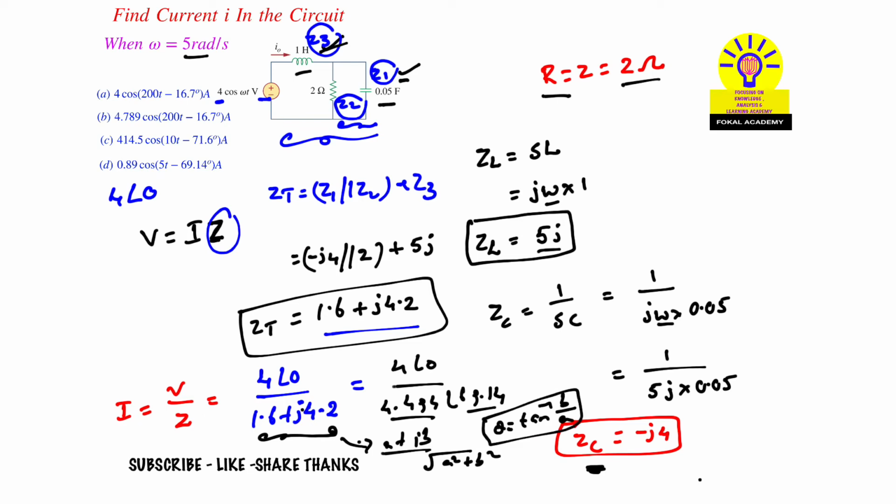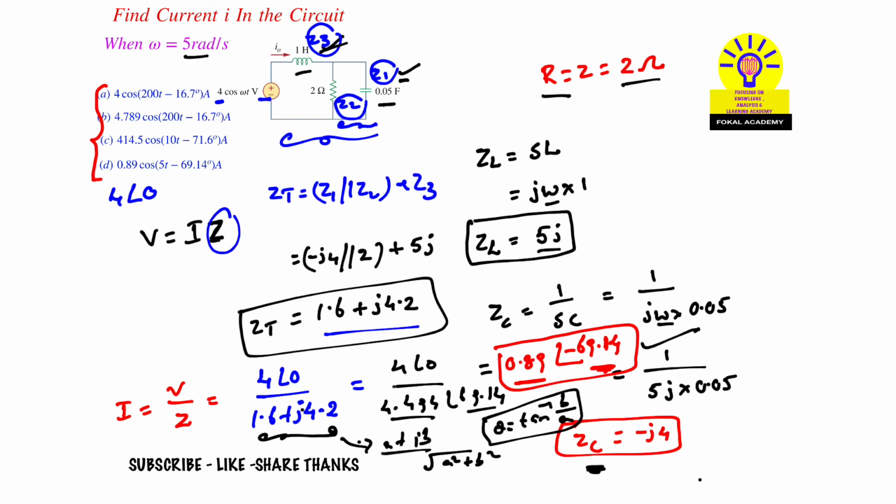Now by further simplification, we will get 0.89 with phase angle minus 69.14, and this is the current. This is the current amplitude and this is the current phase angle. But in the problem, it was given in cosine form. So first of all, convert this into cosine form.